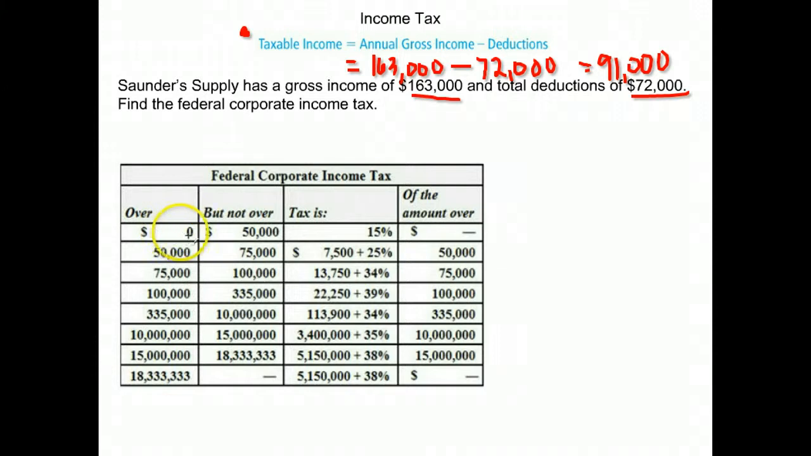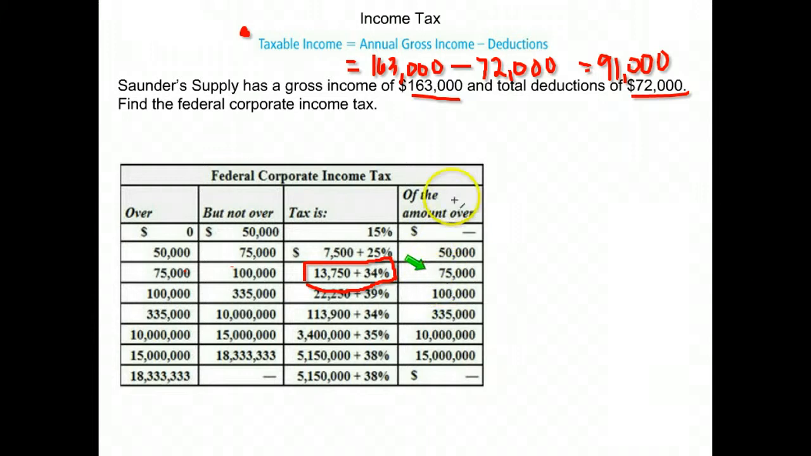So then to find out how much income tax they would owe, we look to the chart, $91,000. Now notice here it says anything over 0 but under 50,000. We're not in that range. Anything here would be 50 to 75,000. We're not in that range. 75 to 100, that's where we are. 91,000 is between 75 and 100,000. And here's what it says we need to pay: $13,750 plus 34% of the amount over 75,000.